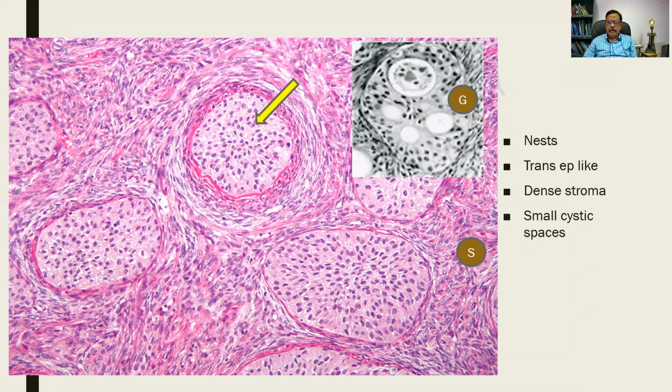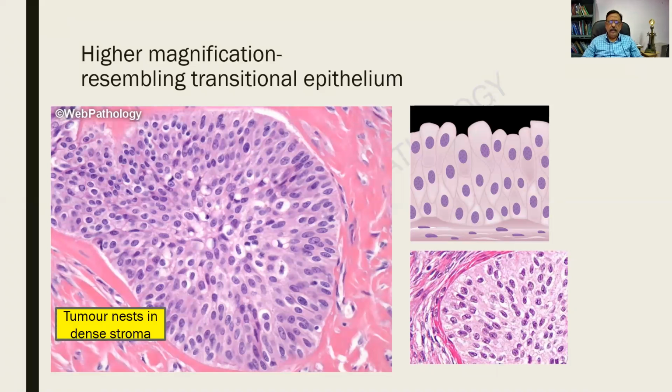Three components, please remember. If you have got any doubt, again, observe this picture. The tumor cells are seen in nest forms in a dense stroma. And these tumor cells, they all resemble the epithelium of the urinary bladder, namely the transitional epithelium. And I have given a couple of insets for you people to compare. This is a diagrammatic schematic picture of a transitional epithelium, and I find absolutely no difference with the tumor cells.